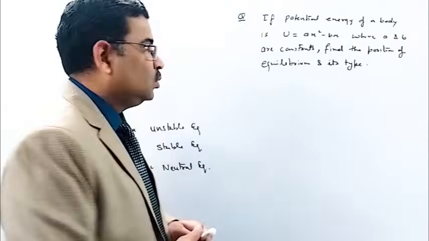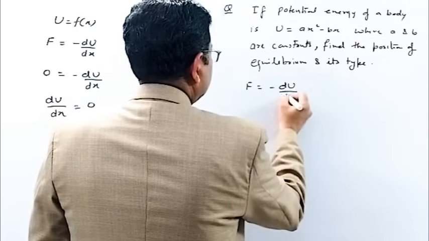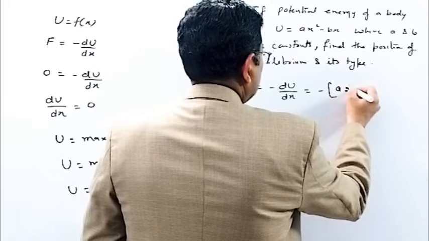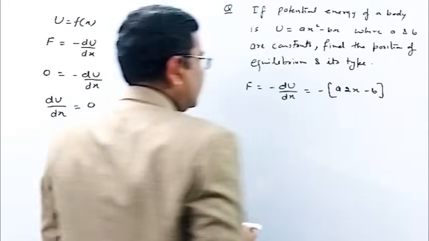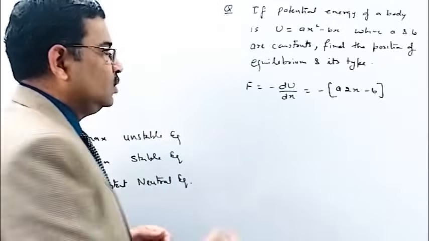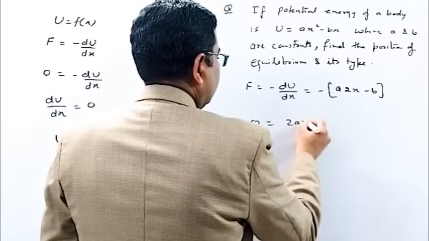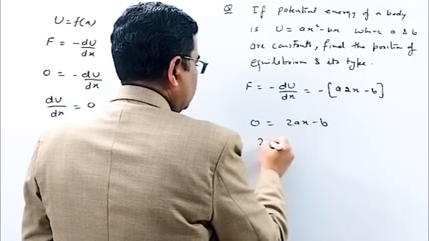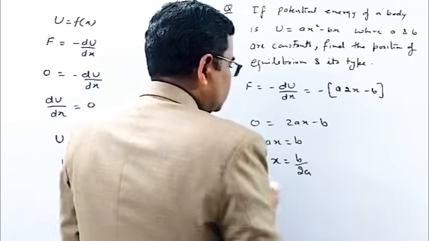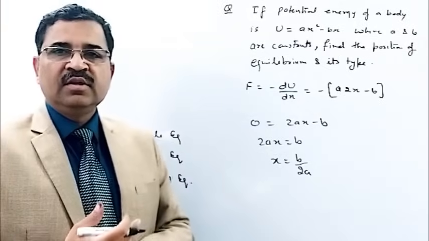Now students, we know that force is equal to minus du by dx, and if I differentiate this, I get 2ax minus b. And because the position of equilibrium is that where the force acting is 0, so I put f equal to 0, so f is equal to 2ax minus b, or 2ax is equal to b, so x is equal to b by 2a. So this is the position of equilibrium of the body in this potential energy field.